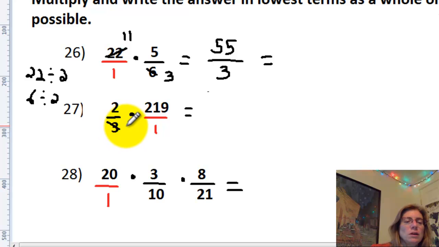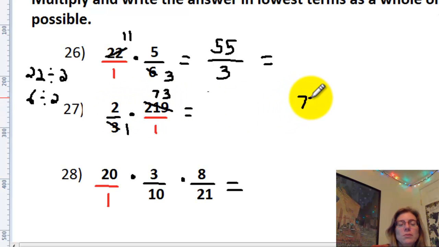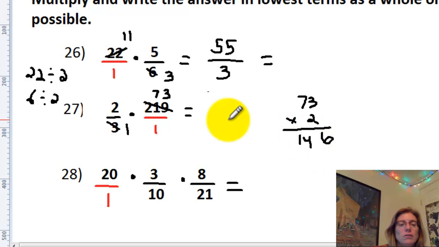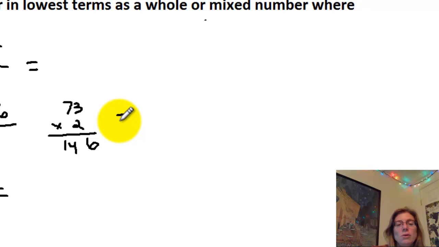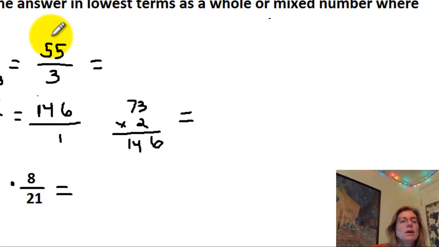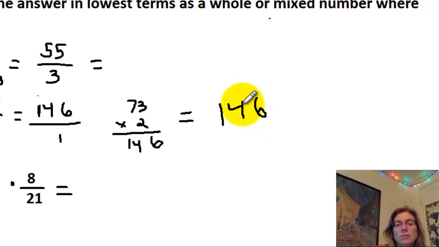So 3 into 3 is 1. 3 into 219 is 73. So now we just have a simpler problem, 2 times 73, where we still probably don't know that off the top of our head. 2 times 73 so we can work it out like that. So that's 146, and that is 1 times 1 over 1. So how do we change that into a whole number? Any number over 1 is the whole number, or the numerator becomes the whole number in that case.